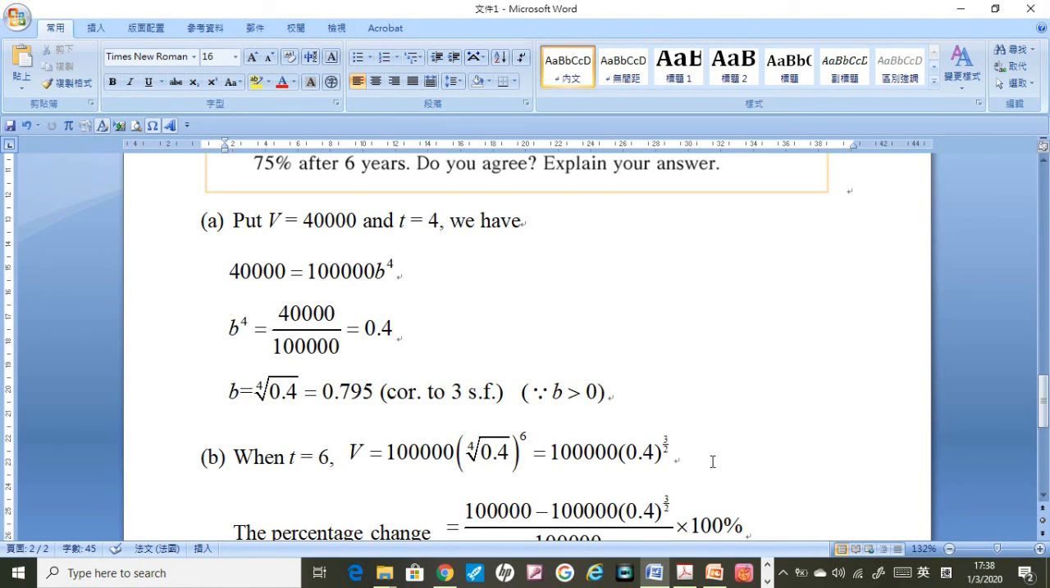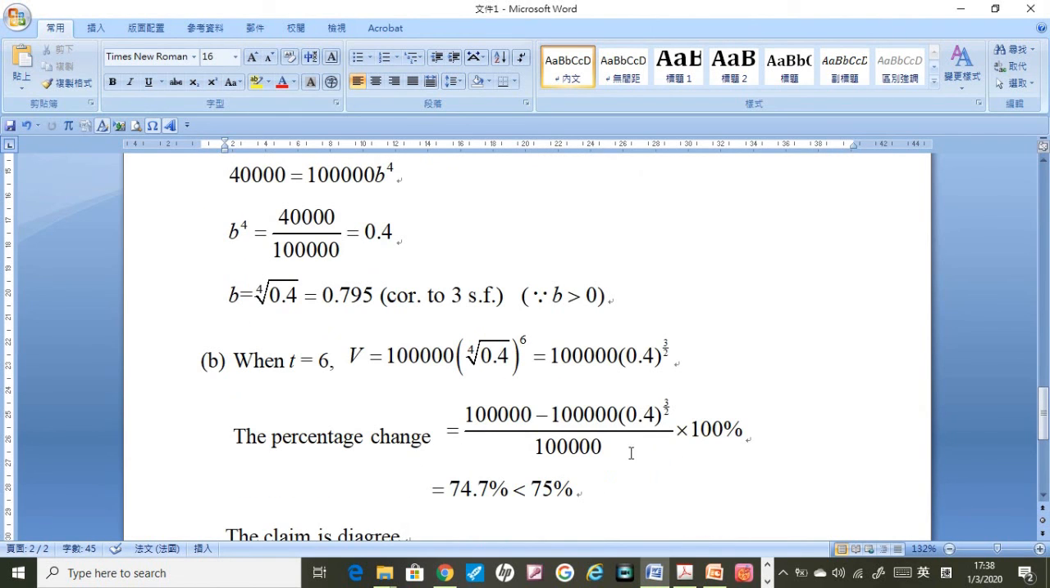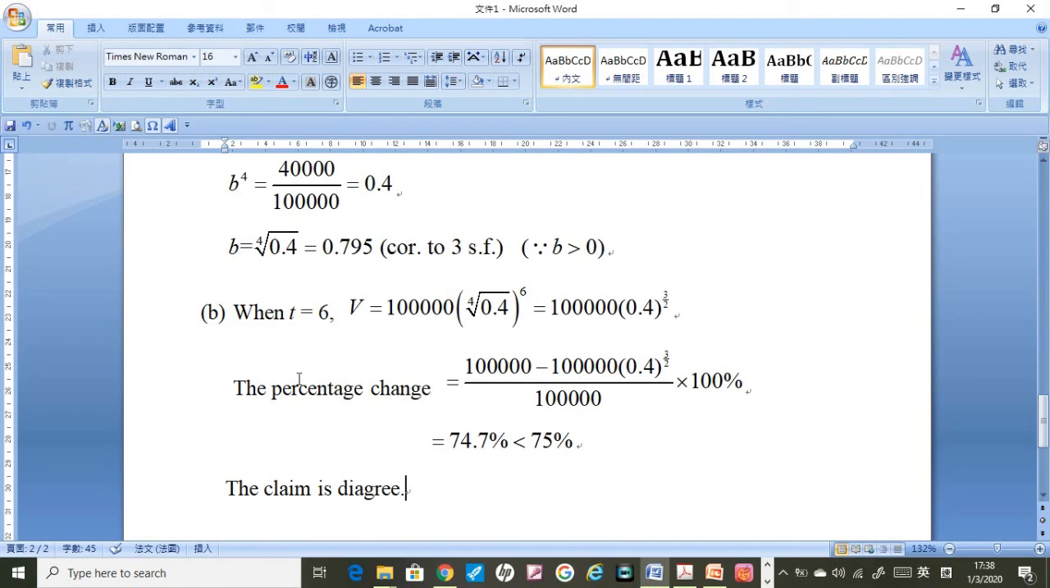And you do not need to calculate this value, you just want to calculate the percentage change. So using the old value minus the new value, divided by the old value, times 100%, you get 24.7%, which is less than 75%. So the claim here is also disagreed. This is the example, so you can try the problems in the exercise.